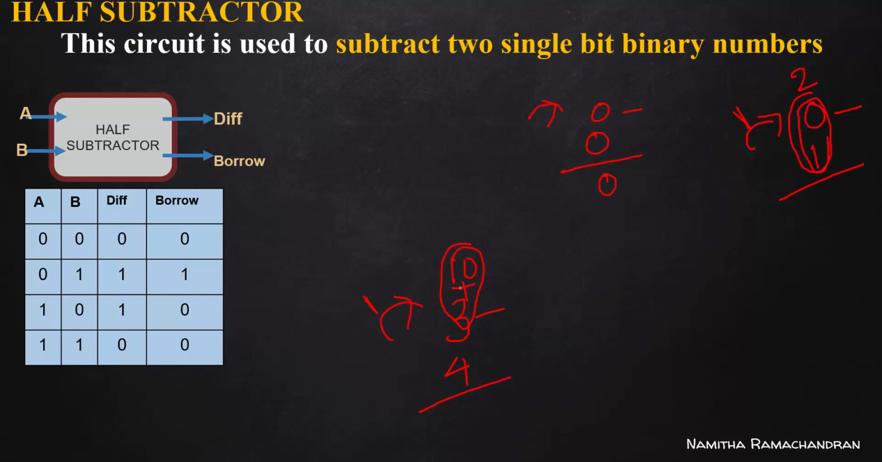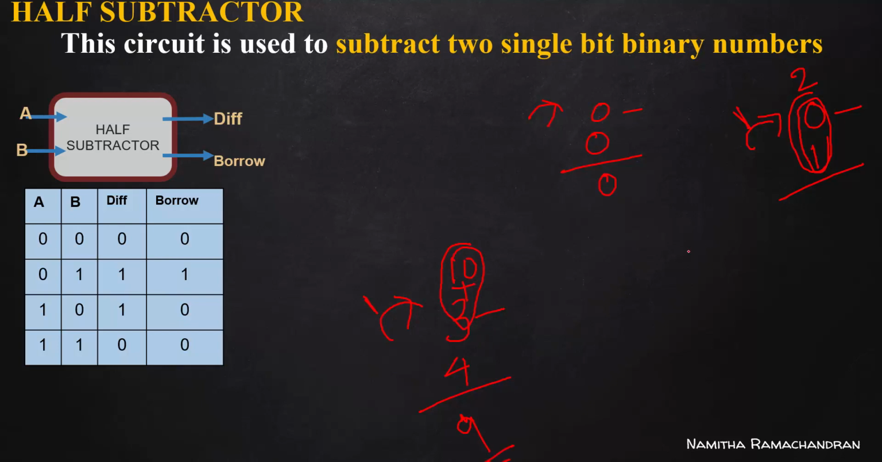13 minus 4. It is 9 then. Okay. This 3 is actually taking a borrow from its 10th position. That is why this borrow become 10 here, because this is decimal system. Right? So 10 plus 3 is 13. Now 13 minus 4, it is 9.